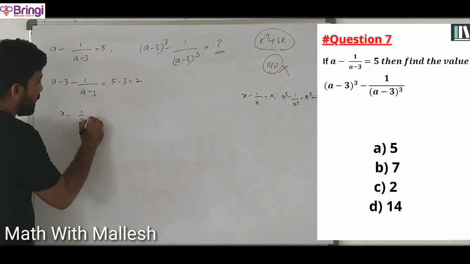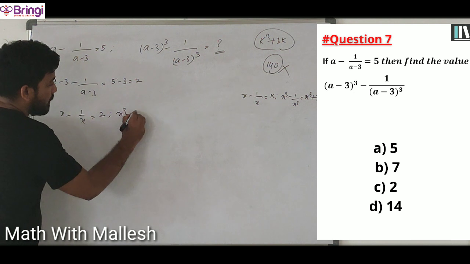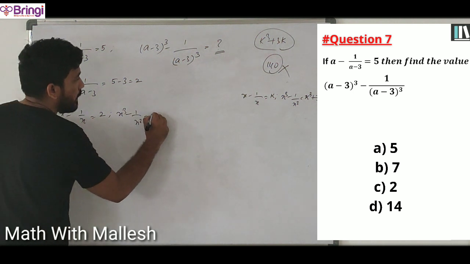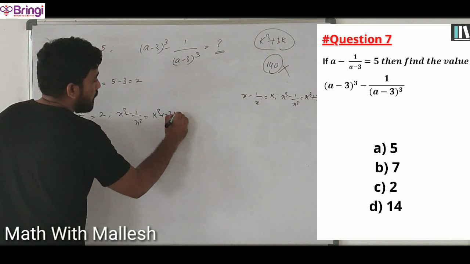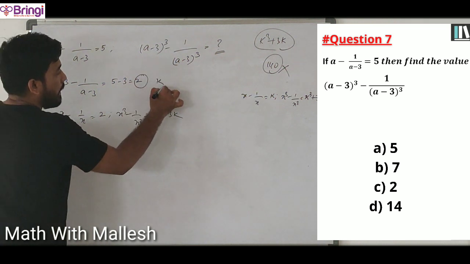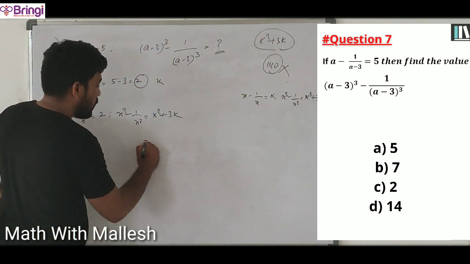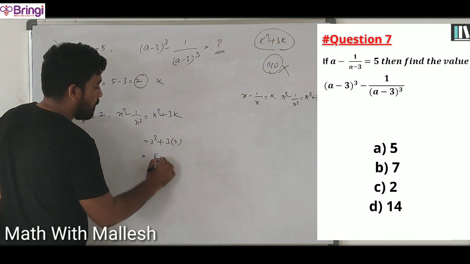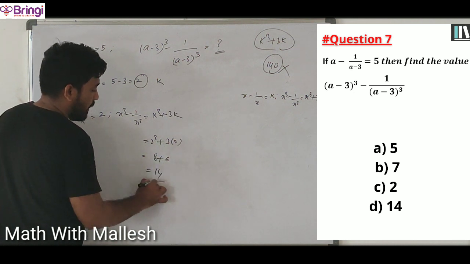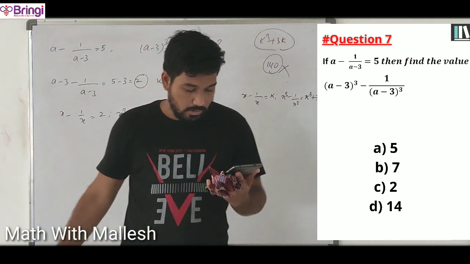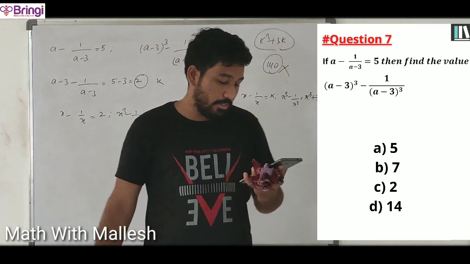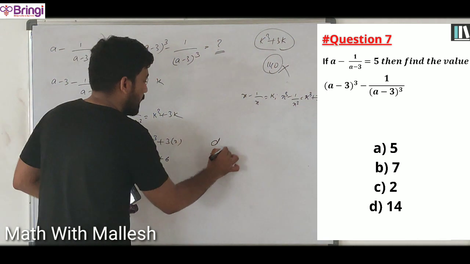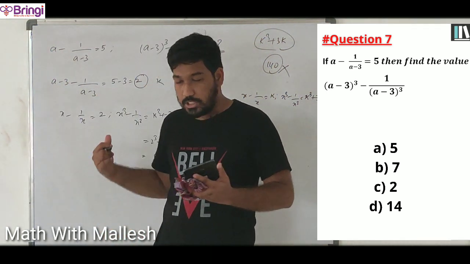If x minus 1 by x is equal to 2, then x cube minus 1 by x cube is going to be k cube plus 3k. And what is the k value? k is nothing but 2 here. So 2 cube plus 3 times 2. So 2 cube value 8 plus 3 times 2, which is 6, is equal to 14. So we look at the options 5, 7, 2, 14. So option D is our answer for question number 7.